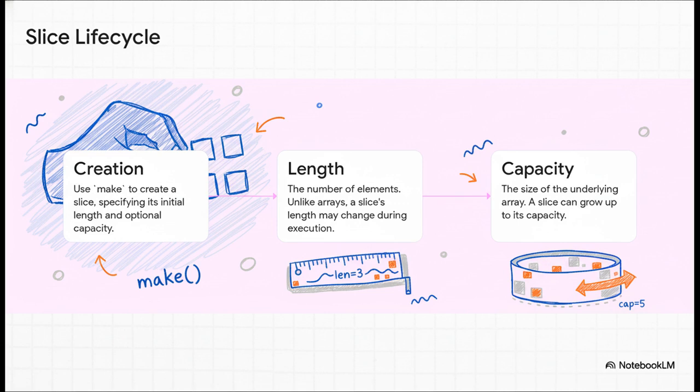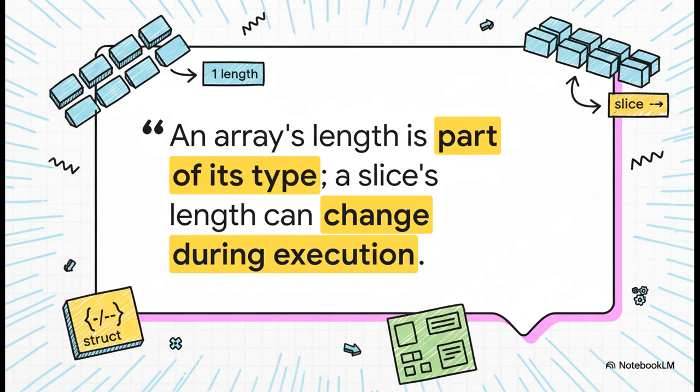Now, once that length tries to go past the capacity, Go handles the magic for us. It automatically allocates a brand new, bigger array and copies all the old elements over. This gives us that dynamic resizing we want, but in a really predictable way. And this is the perfect summary. It's as simple as that.